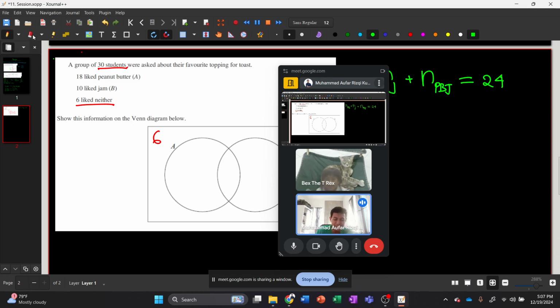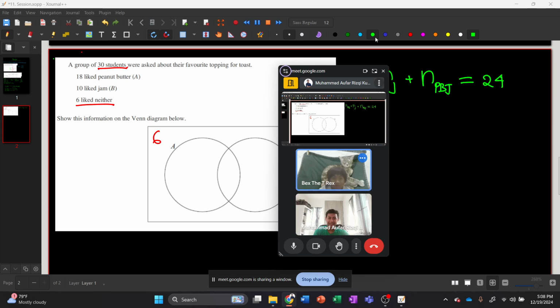Now, did you want another hint, or did you want to think about it? No, I already understand it now. Oh, okay, good. So 24. That means use the number 8 and 10, because 10 plus 18 is 28. So that means there are 4 of them. 4 like peanut butter and jam. Good.